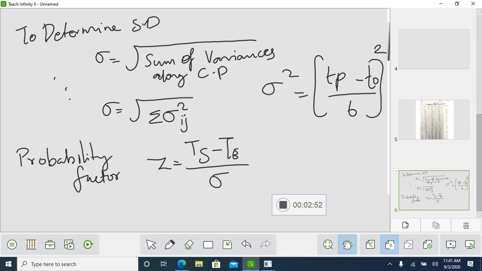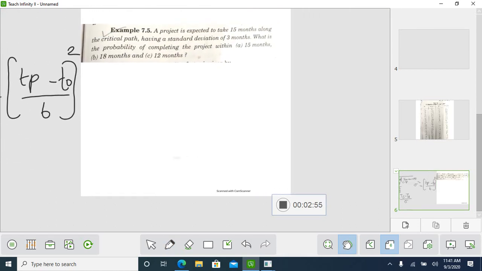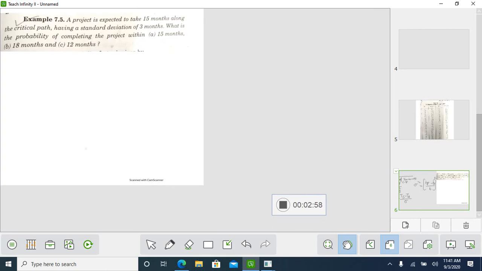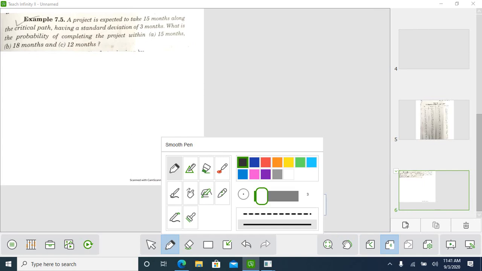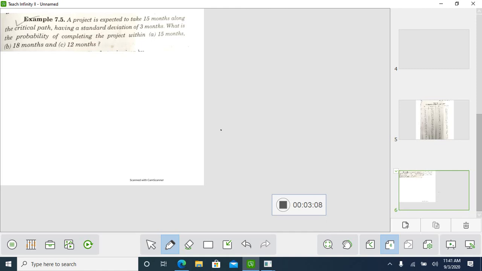The question is: the project is expected to take 15 months along the critical path, having a standard deviation of 3 months. What is the probability of completing the project within A, 15 months, B, 18 months, and C, 12 months? The standard deviation is 3 months.